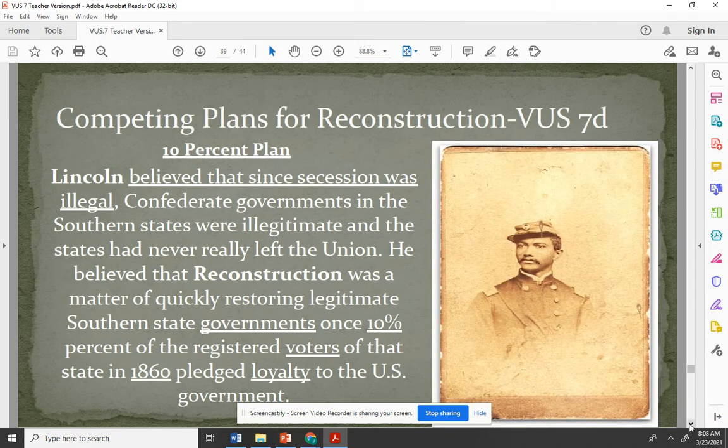Lincoln wanted to reunify the country. Remember, his first goal had been to keep America as a single union. So he wanted to make the southern states feel like it was easy and quick to become part of the country again. Lincoln had a plan, and it's called the 10% plan. Lincoln believed that since secession was illegal, Confederate governments in the southern states were illegitimate. They were not a thing, and the states had never really left the Union. As far as Lincoln was concerned, the Civil War was a bunch of states throwing a hissy fit.